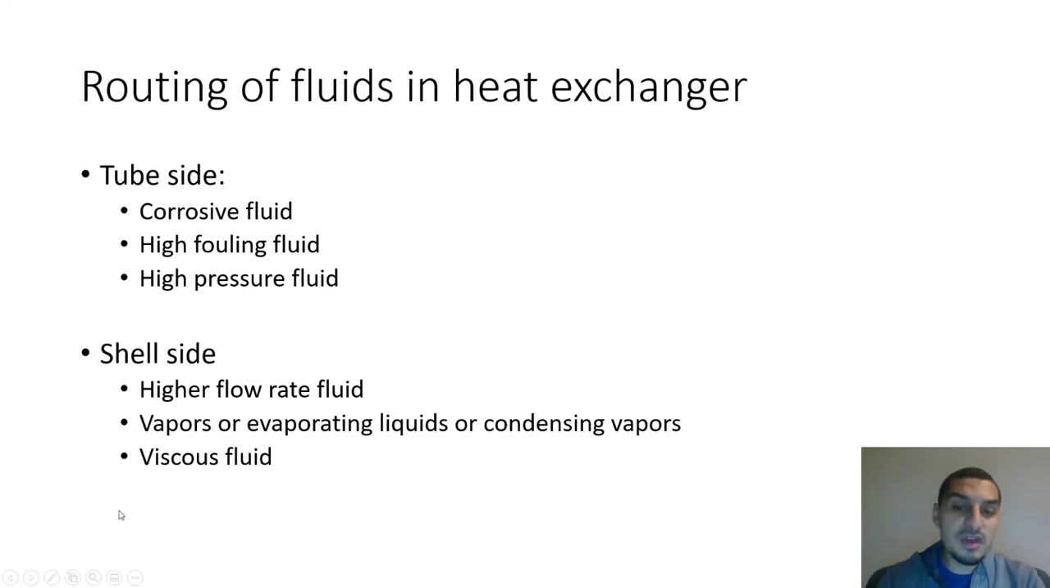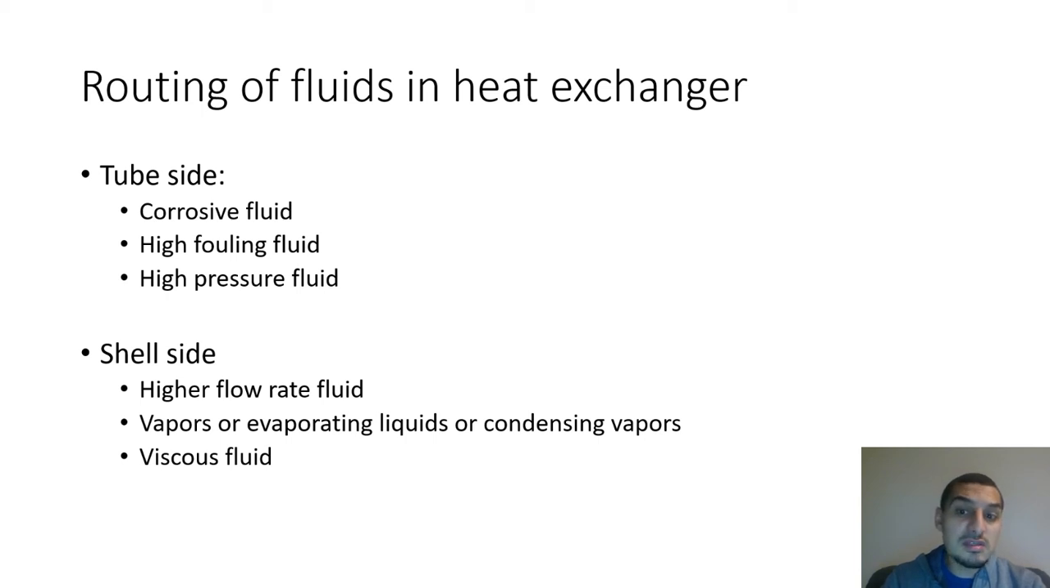If you have a vapor, evaporating liquid, or condensing vapor, then it's better to put it in the shell, because the vapors usually have higher volume than the liquids. In case of viscous fluid, it's better to put it in the shell side because of the larger area. The viscous fluids will generate a lot of pressure losses due to the viscosity. So it's better to provide larger area so that the viscous losses will not be high. So these are the main points that we should consider when we route the fluid in the heat exchanger.